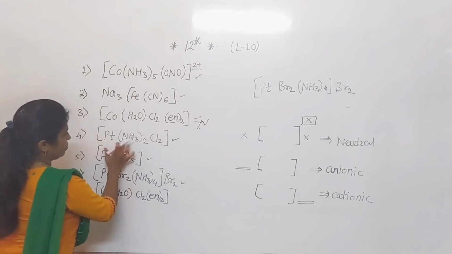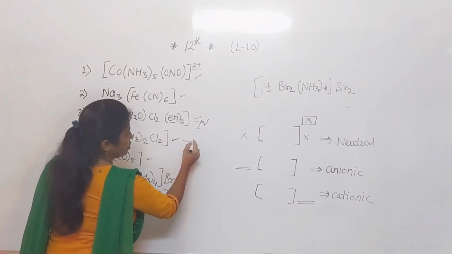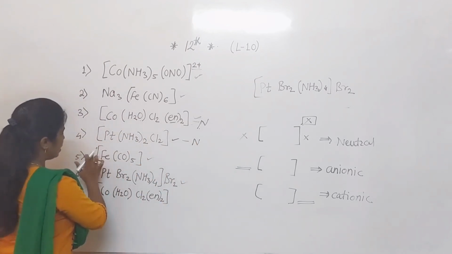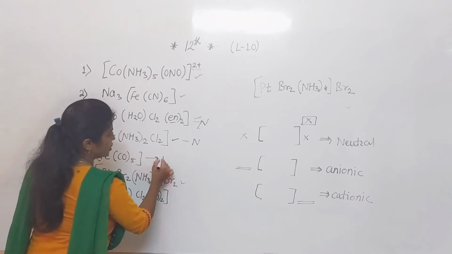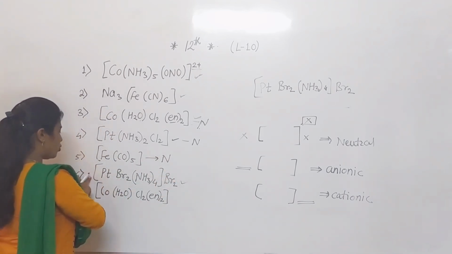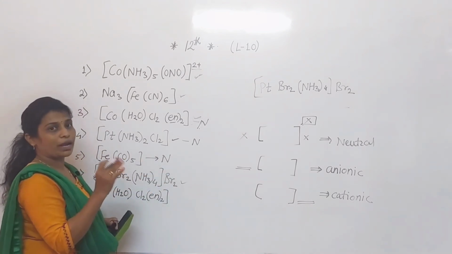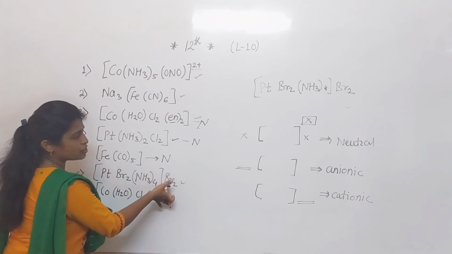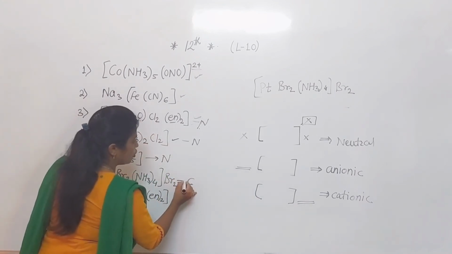Now see this example: nothing is in front, at the end there is no charge, so this is also the neutral complex. This one also, in front and at the end nothing is there, there is no charge, so this is also a neutral complex. Here, in front of the square bracket nothing is there, but after the square bracket something is there, so this is the cationic complex.